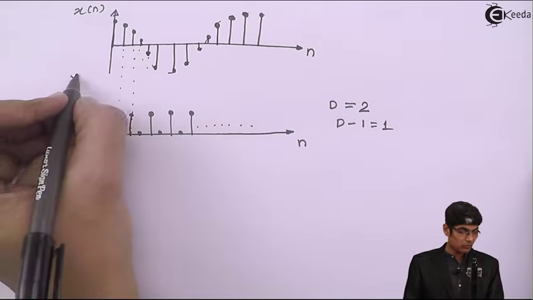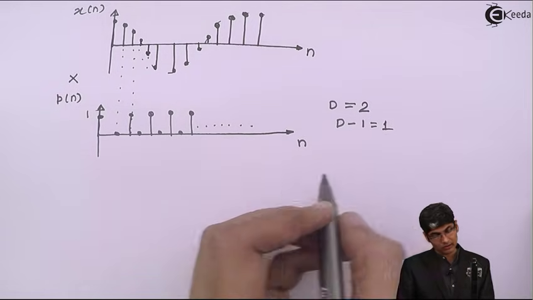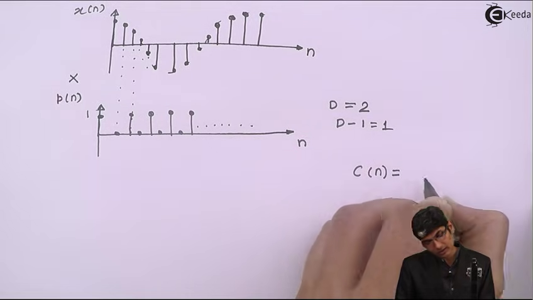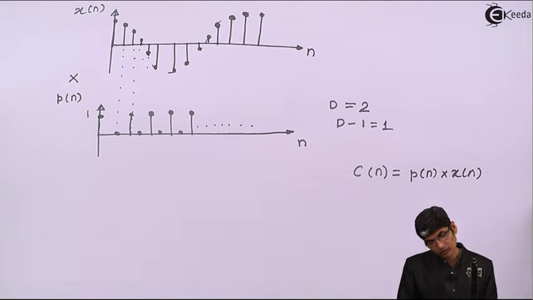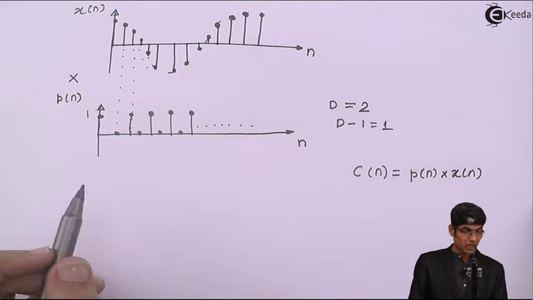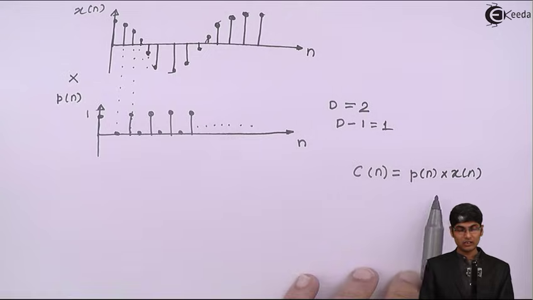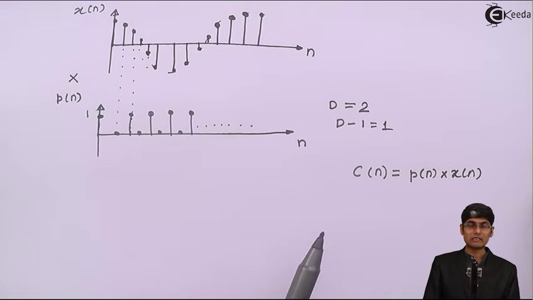When I multiply them both, let's say that I get a new sequence. So what is the new sequence? Let's say C of n. C of n is nothing but P of n into X of n. When I multiply these two sequences, what is going to happen? Wherever there is 1 in the P of n, there I will find the value of X of n. Rest everywhere it will be 0.